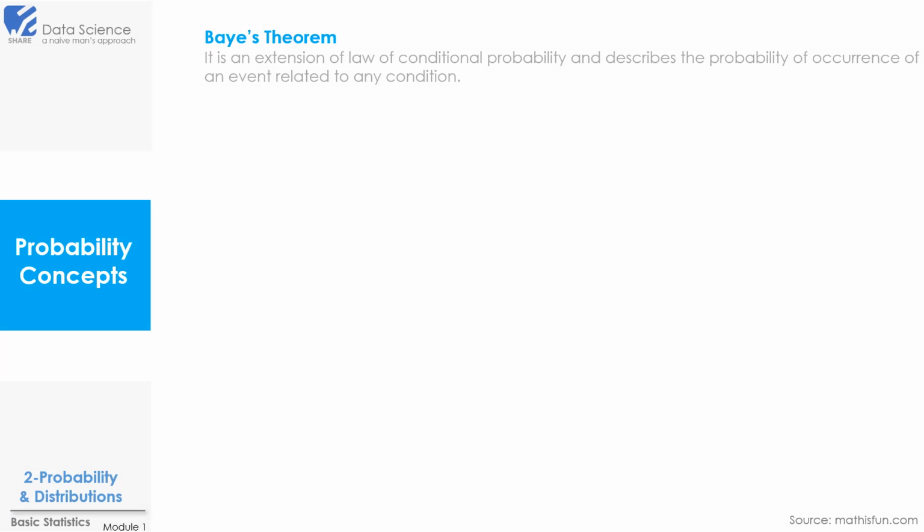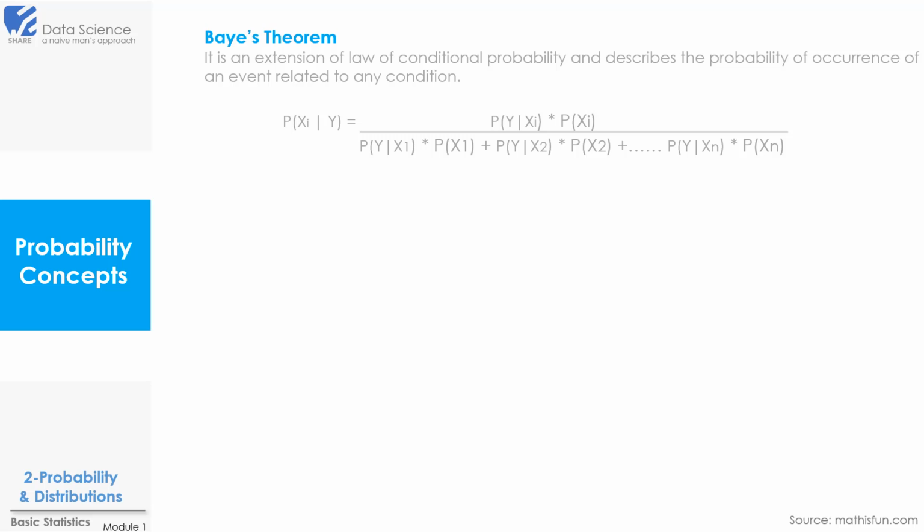So here we have Bayes' theorem. Now it is an important concept and we will use naive Bayes algorithm that is based on this theorem in our modeling module. So let's see what Bayes' theorem is. Bayes' theorem is an extension to the law of conditional probability that we saw in a previous slide. It defines the probability of occurrence of an event related to any condition. It is given by the formula shown here.